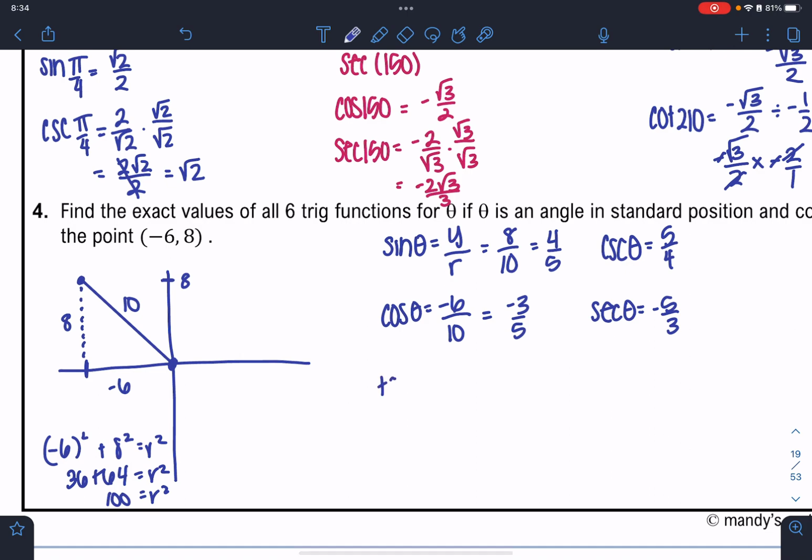And then finally, tangent is y over x. So we can say 8 over -6, which reduces to -4/3. Therefore, cotangent of theta is going to be -3/4. Okay? So that's really it. The problem makes it seem like it's a lot harder than what it is, but you're just kind of making that point on your plane, then kind of creating that triangle out of that, and then just setting up your ratios.